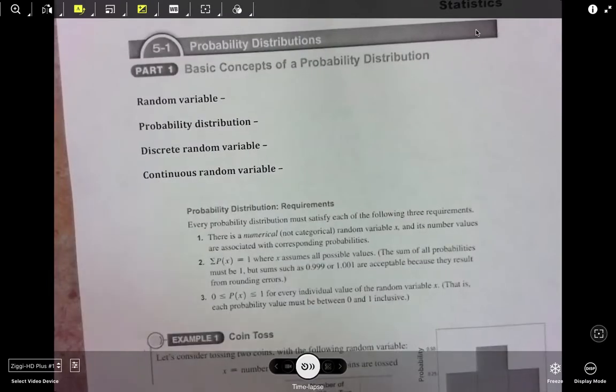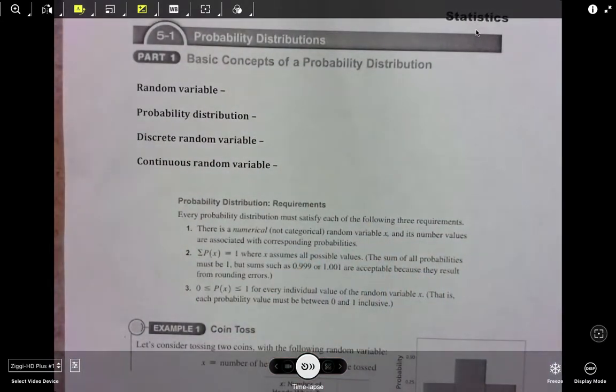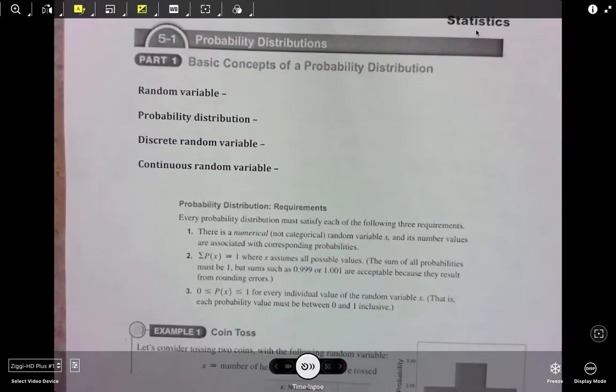Okay, stats, this is section 5.1, probability distributions. All right, just front and back side of the sheet. This is the first part of 5.1. We'll do the second part of 5.1 on Monday, but they've loaded you down with a few vocabulary words first.